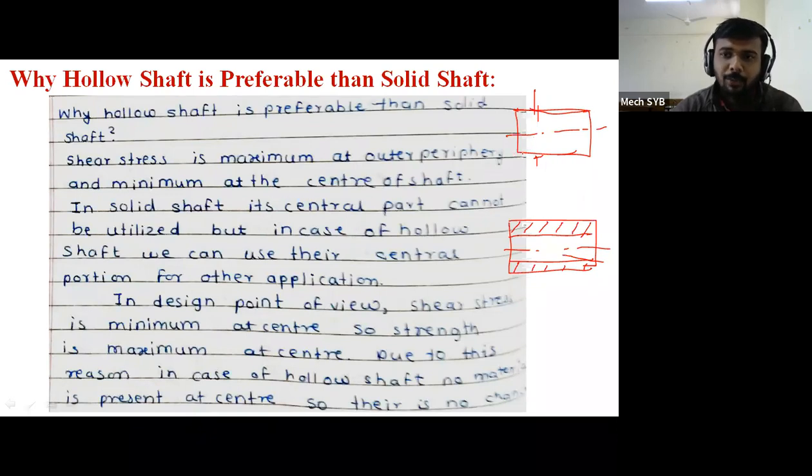But if we compare this solid shaft with this hollow shaft, in case of a hollow shaft, the central portion is totally hollow. And if it is hollow in cross section, there is no material present. Therefore, at the center of the hollow shaft, whatever shear stress is induced is totally equal to zero. But in case of a solid shaft, the portion is not hollow. In the solid shaft center, material is present. Therefore, some amount of stress is also induced at the center portion.